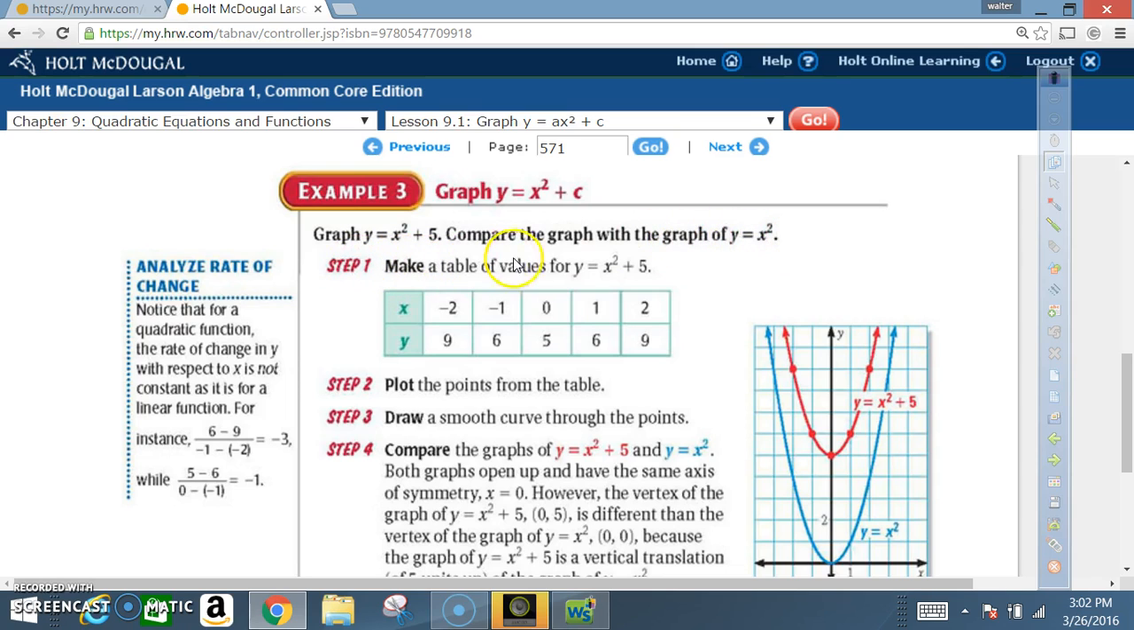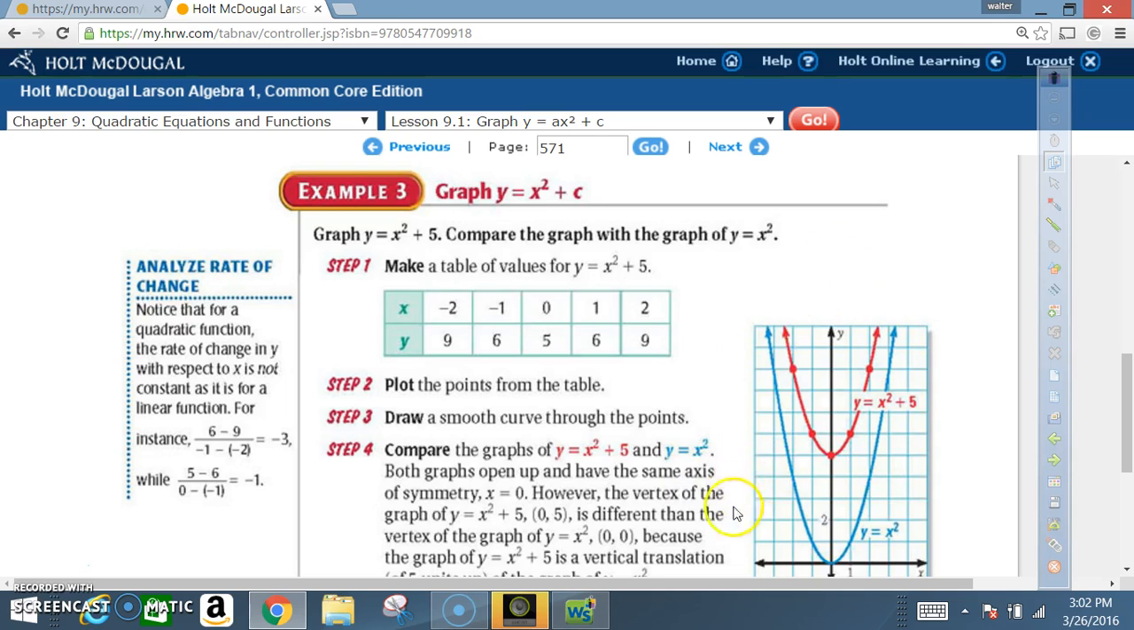Step 1, make a table of values for y is equal to x squared plus 5. All right, same routine. 0, 1, 2, negative 1, negative 2. All right, we come out with 9, 6, 5, 6, and 9. All right, we plot those points from the table. So this is what we come up with. This is our original graph, the parent graph, y is equal to x squared.